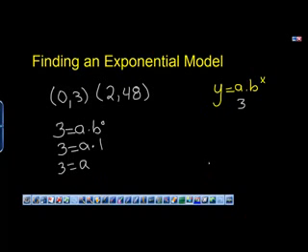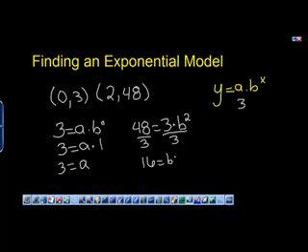To figure out what the b is, though, let's plug in our second point. Y is 48 equals, we now know our a, so we don't need to put an a, we can put 3 times b to the second power. Using basic algebra, divide by 3, 16 equals b squared. To figure out what just b is, we need to take the square root, and 4 is our b. Y equals 3 times 4 to the power of x.